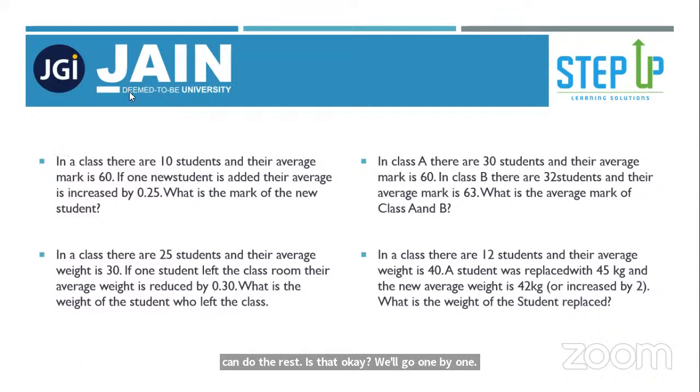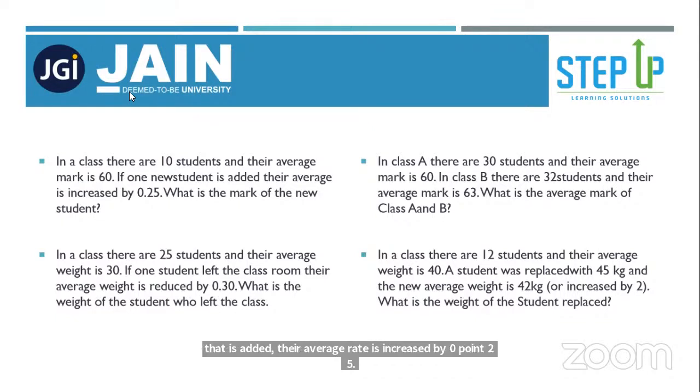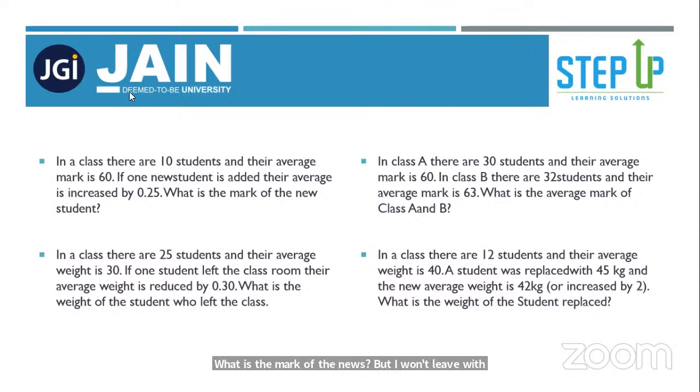In a class, there are 10 students and the average mark is 60. If one new student is added, the average is increased by 0.25. What is the mark of the new student? Try only that question. Well, sure, you can try your best. I'm giving you some time for the first question alone.